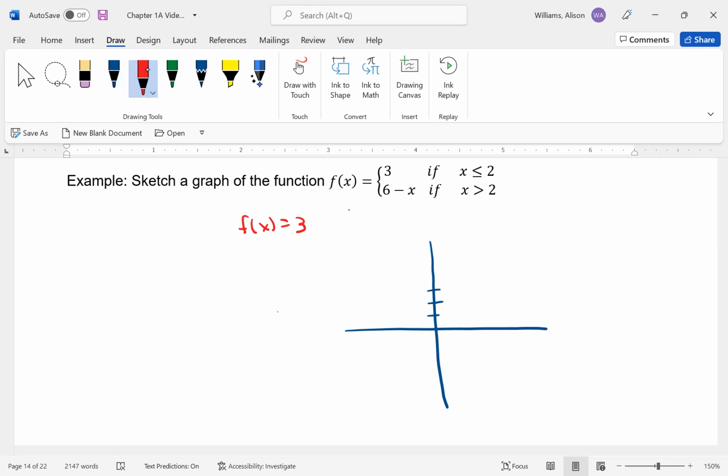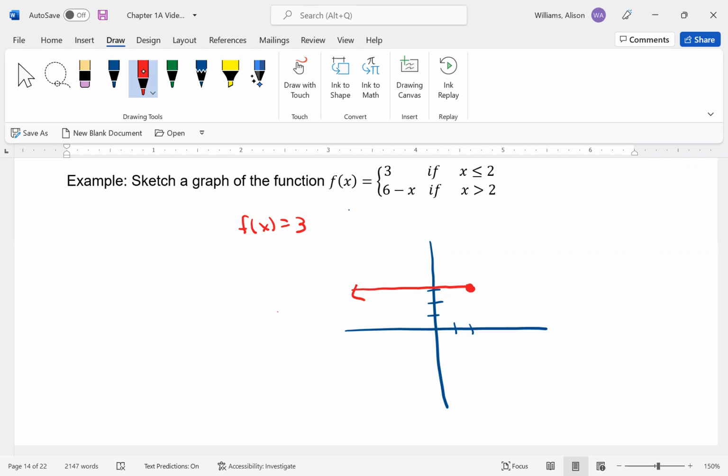I would normally just do this. However, this only applies up to and including 2. So technically, I want to stop at 2. I want to cut it off and only have the left part of this graph. Unfortunately, when I do this in the program, it's going to erase the whole thing, but pretend it's going through 3. That would be the left side of the graph. So it stops at 2 and then it's just a straight line going through 3.